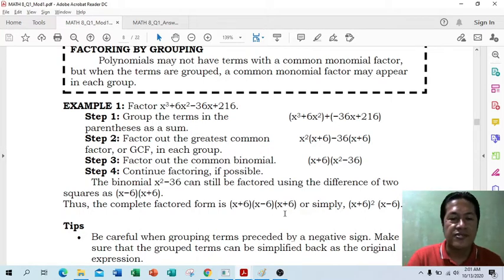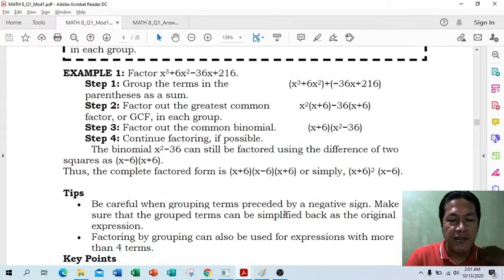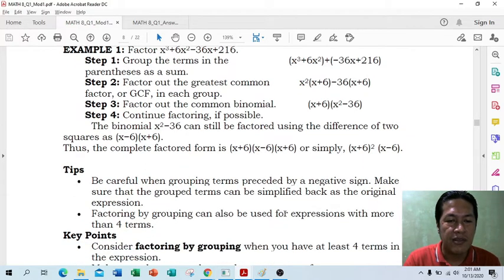Okay? So, tips. Be careful. Sabi nga na, be careful na. When grouping terms preceded by a negative sign, make sure that the grouped terms can be simplified back to the original expression. Factoring by grouping can also be used for expressions with more than 4 terms.